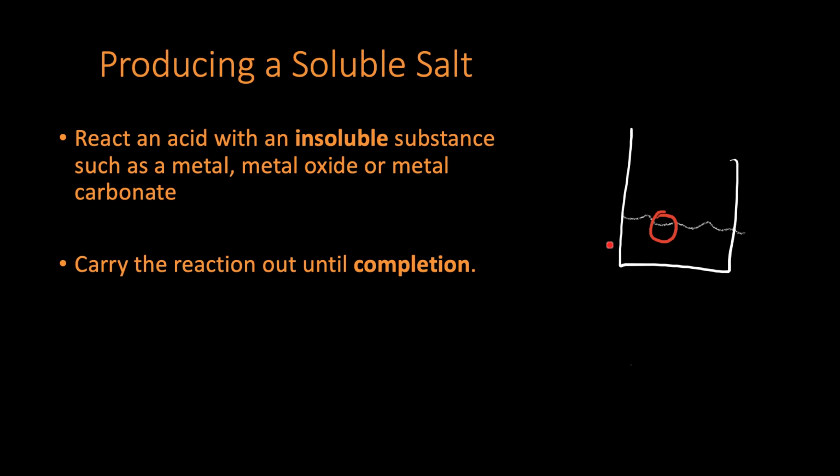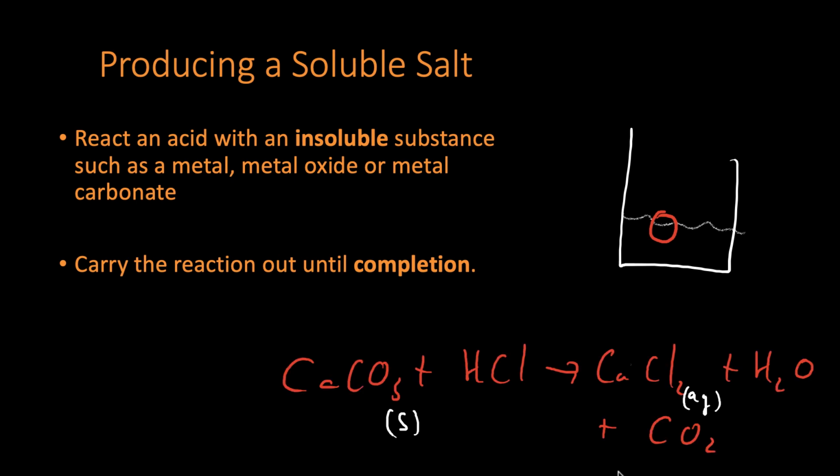What would happen is you would get bubbles given off because you produce gas as a result. But you would also produce, as we saw before, calcium chloride. Now, calcium chloride is soluble. Let me actually write out the equation for you just very quickly. Like so. Calcium carbonate is solid. Calcium chloride is aqueous, which means it is in solution. And so you also produce carbon dioxide, which is a gas.